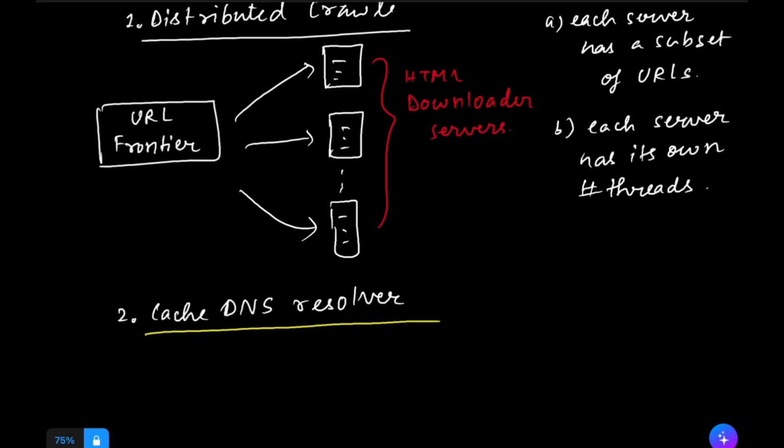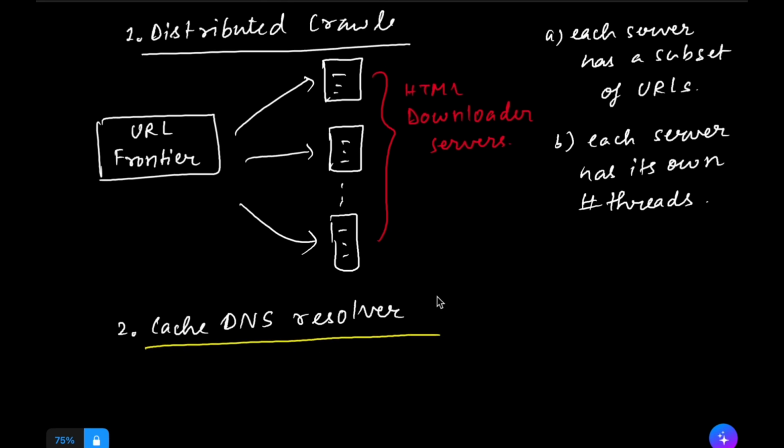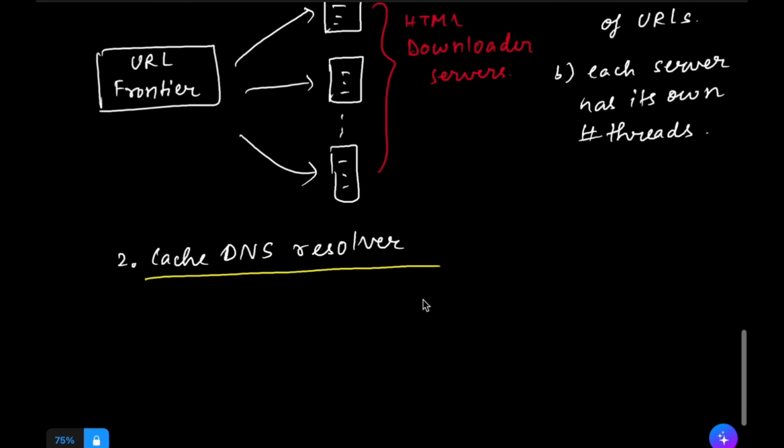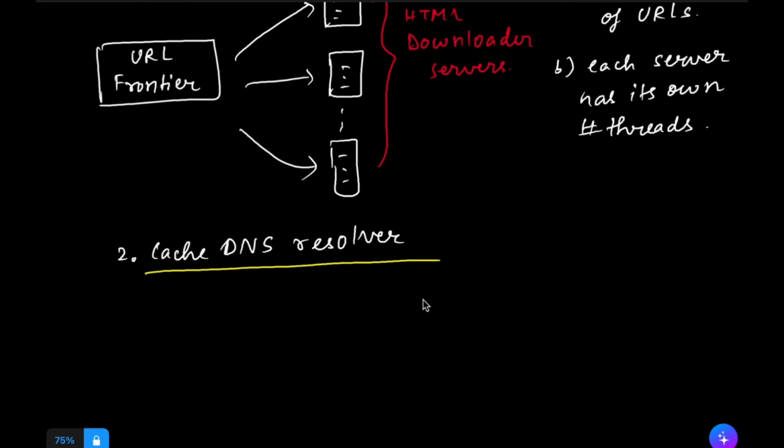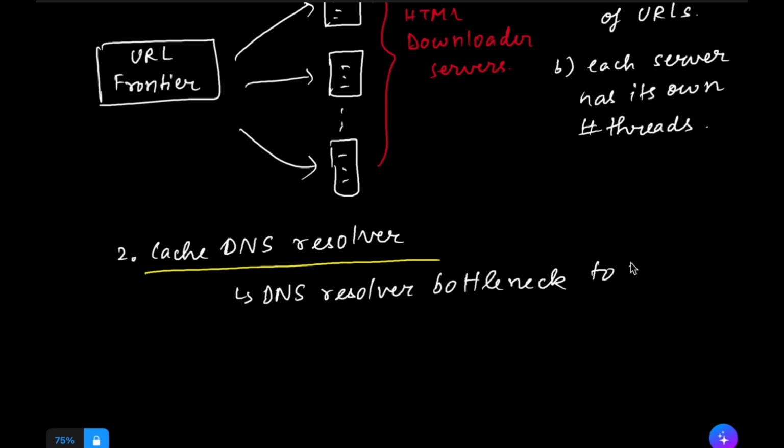So what this basically says is that the HTML downloader will have the URLs, so it has no need to go to the DNS resolver to get the IP address and thereby connect with that web page to download the content. The DNS resolver actually acts like a bottleneck for crawlers. But why is this?